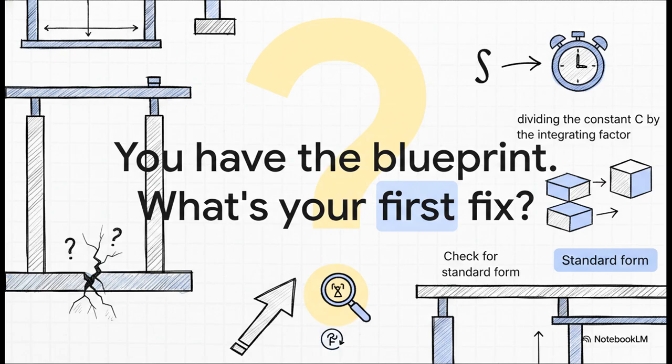You have the blueprint now. You know the steps. Be honest with yourself. What's the one weak spot in your foundation that you need to fix? Is it remembering to always check for standard form? Is it getting faster at integration? Or is it remembering to divide that c by the integrating factor? Whatever it is, identify it, drill it, and you will master this blueprint.